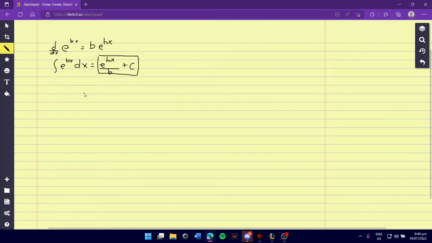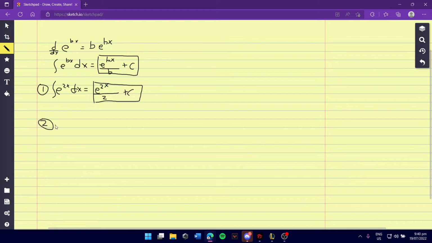So let us proceed to our examples. For example number 1, we have the integral of e raised to 2x times dx. According to our formula, we simply copy e raised to 2x, then divide it by 2, which is our constant, and then plus our arbitrary constant. So this is your final answer.